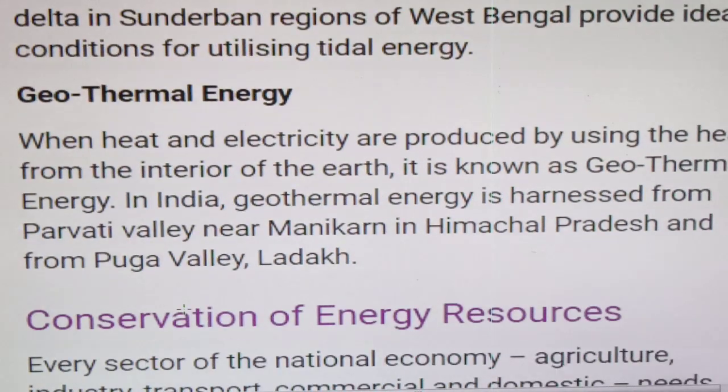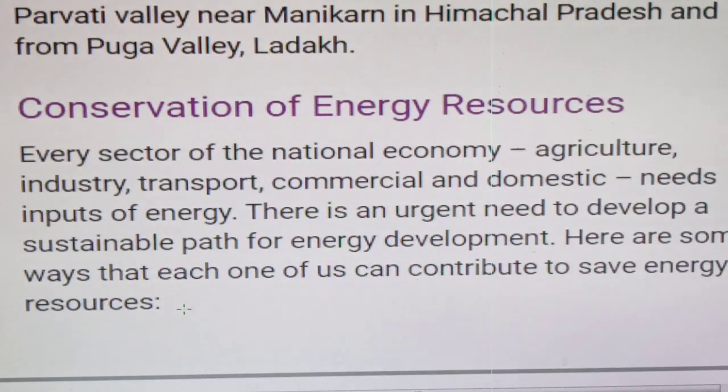Next thing is conservation of energy. Why is there a need for conservation of energy? Every sector of the national economy, agriculture, industry, transport, commercial and domestic, needs inputs of energy. There is an urgent need to develop a sustainable path for energy development, because in the present time we are using energy in an indiscriminate way that is very harmful for our future. Here are some ways that each one of us can contribute to save energy resources.